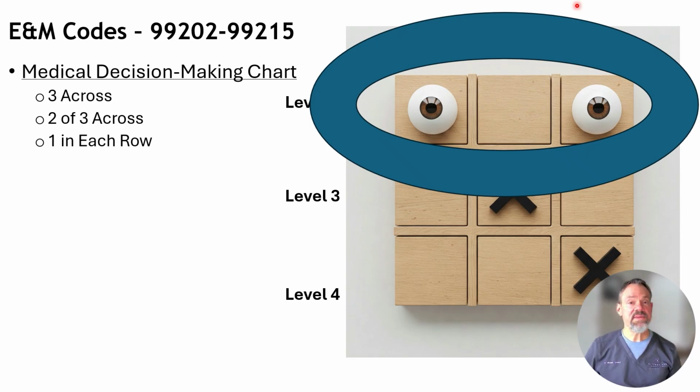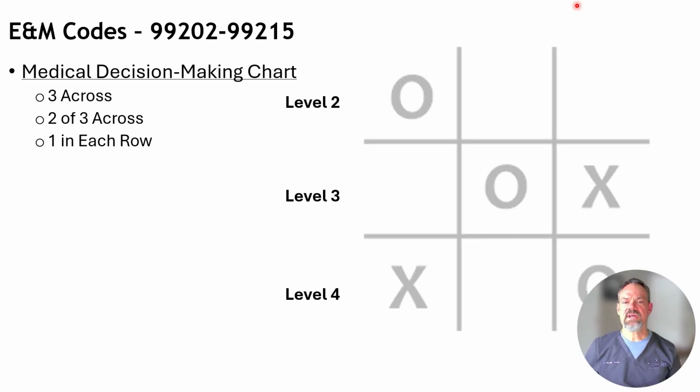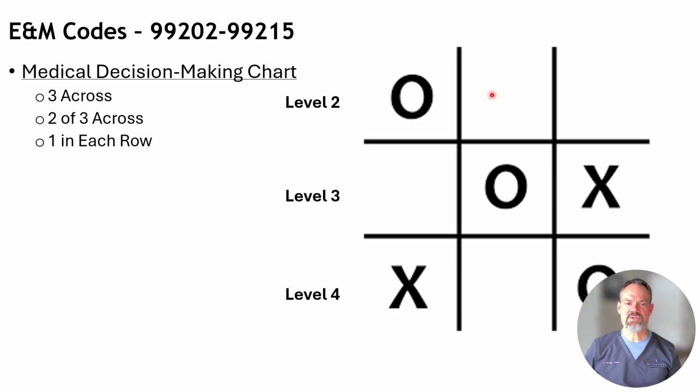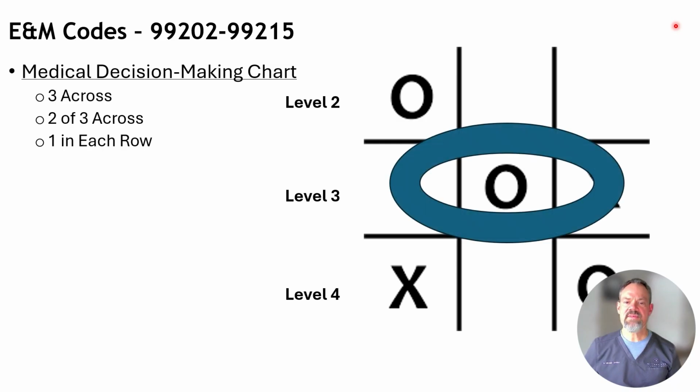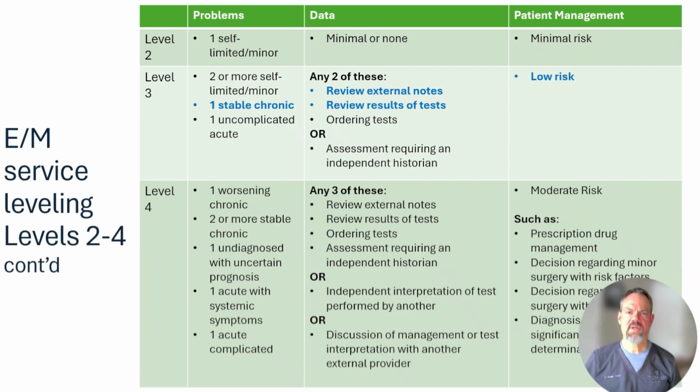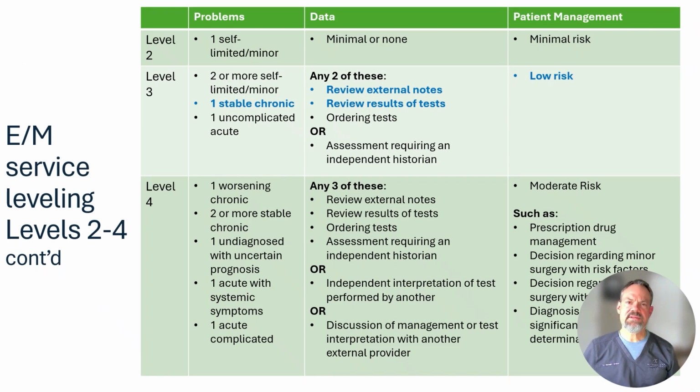But there is one final way of achieving a certain level, and that is if we have 1 in each row. So for example, we have this criteria met in level 2, this criteria met in level 3, and this criteria met in level 4. And so that, in a way, we take the average, the middle, that allows us to achieve a level 3. Now that you better understand the tic-tac-toe analogy, let's look at the actual chart and dig in a little deeper.